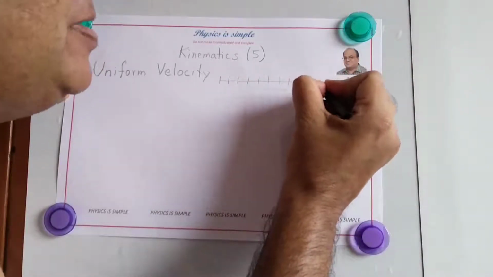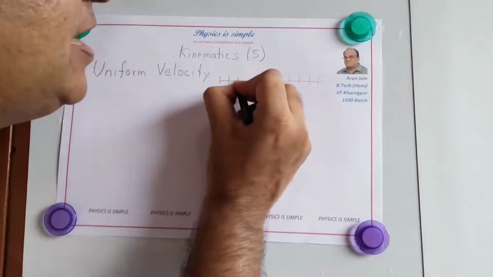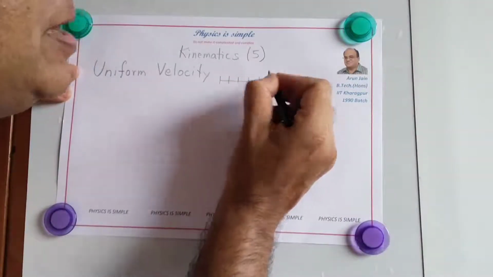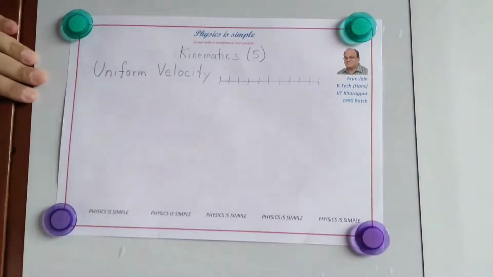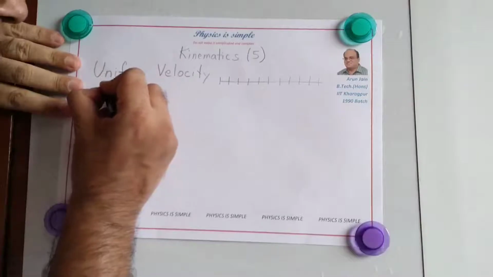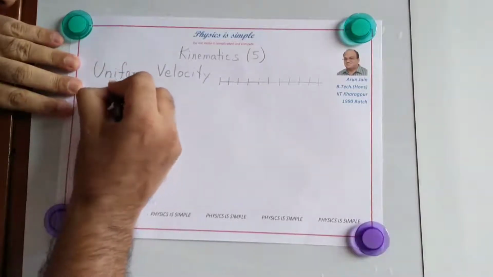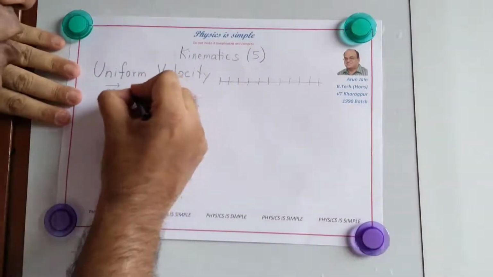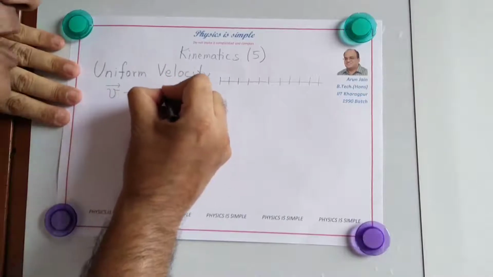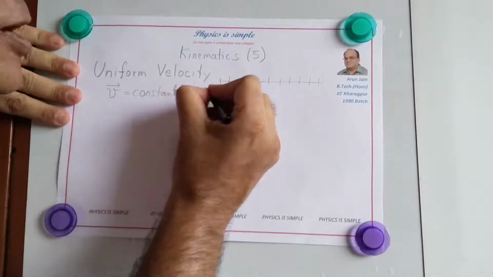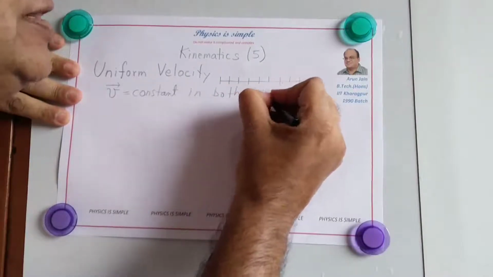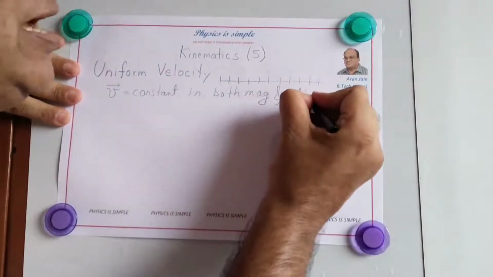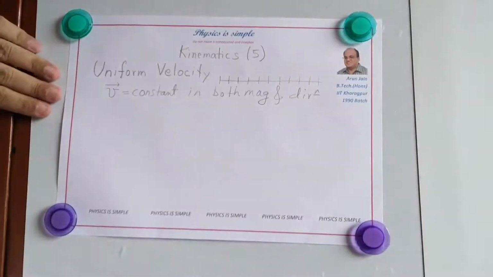So the particle will travel equal distances in equal intervals of time, and however small we make the intervals, this will be valid. Then we say velocity is uniform. That means v vector is equal to constant in both magnitude and direction. Direction should not change, the magnitude should not change, then it is uniform velocity.